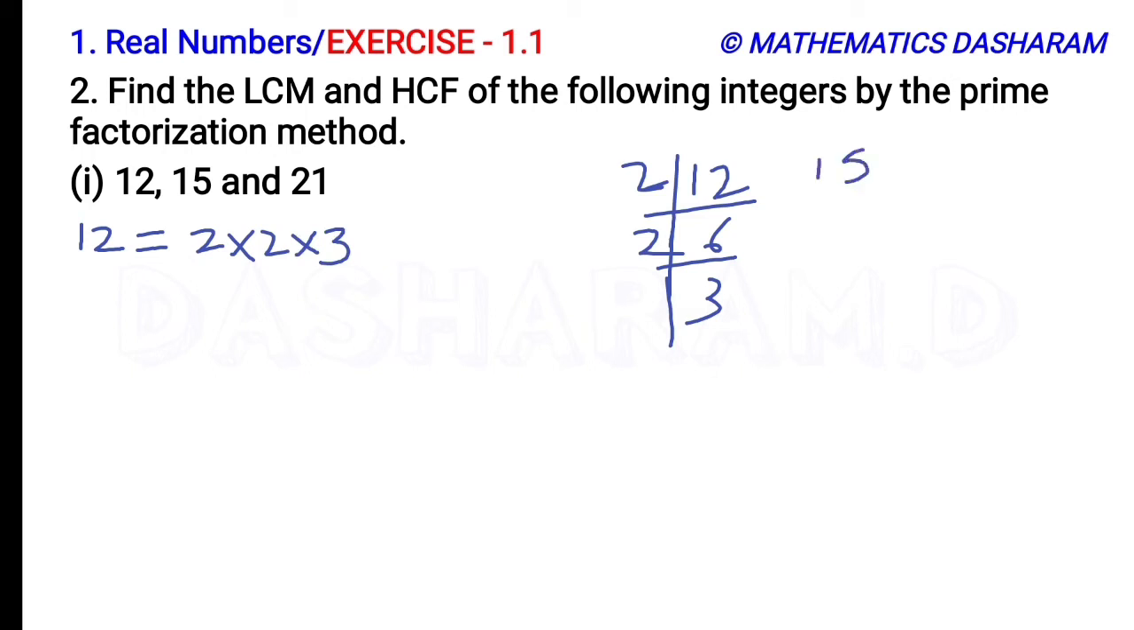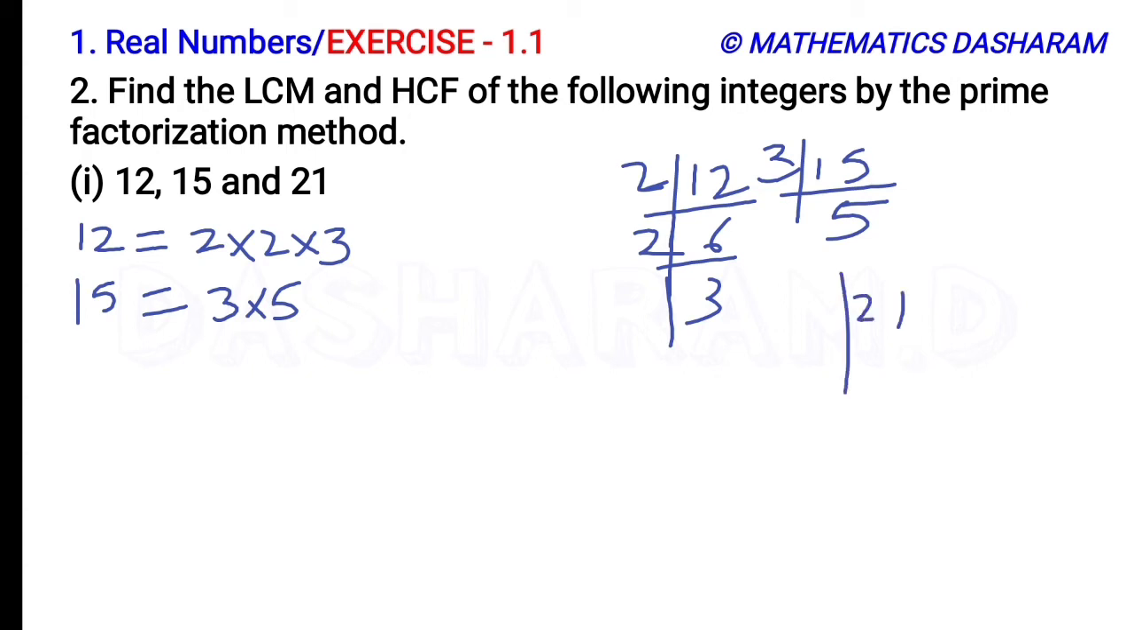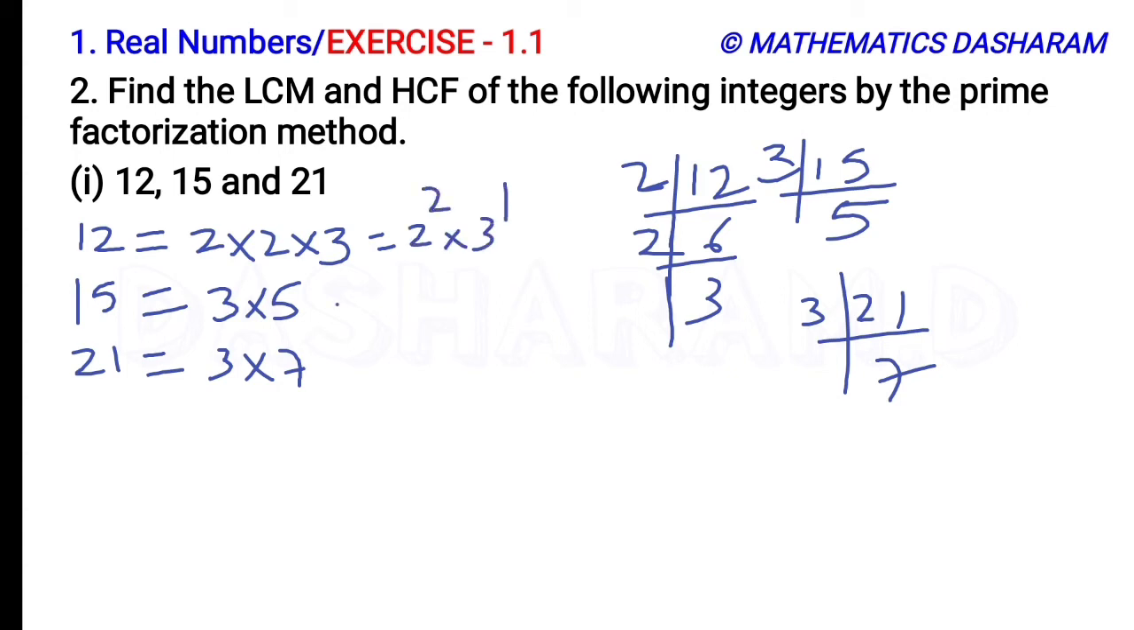Next 15. It is coming in the 3 table. 3 5s are 15. 5 is a prime number. So 15 equals 3 into 5. Next 21. So 3 table, 3 sevens are 21. So 21 equals 3 into 7. So let's write in the exponential form, that is 2 square into 3 power 1. Here 3 power 1 into 5 power 1, 3 power 1 into 7 power 1.